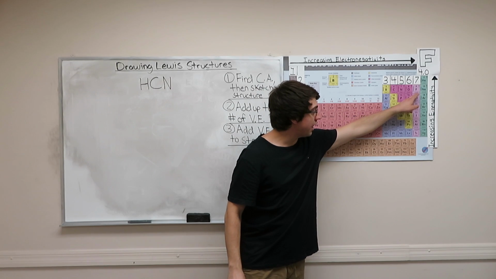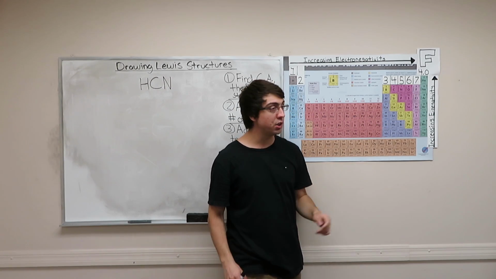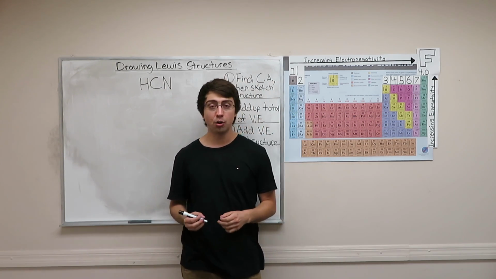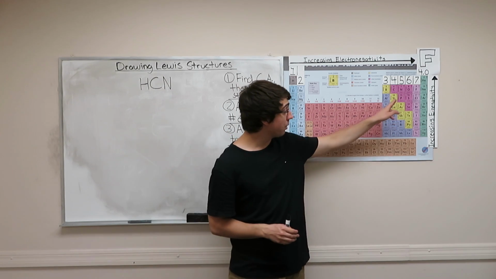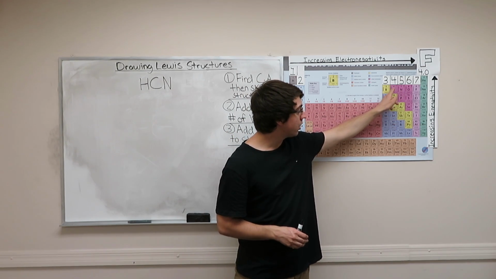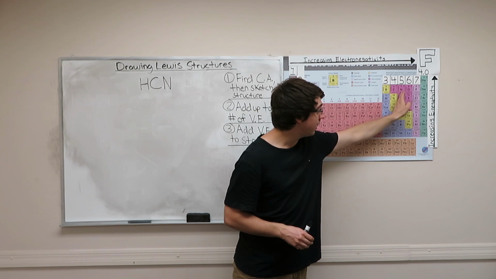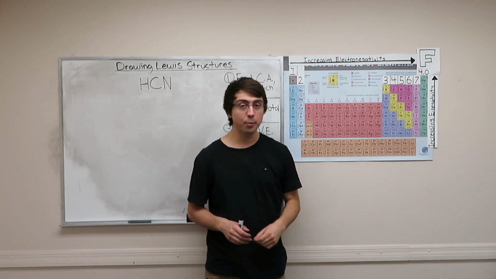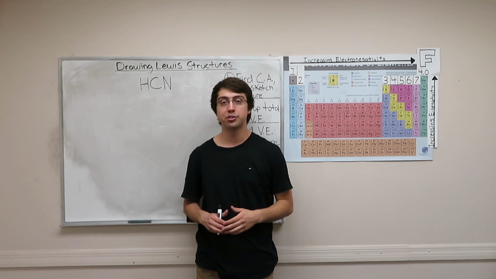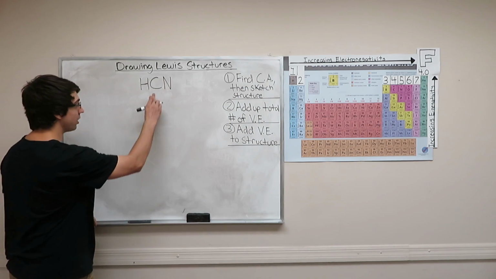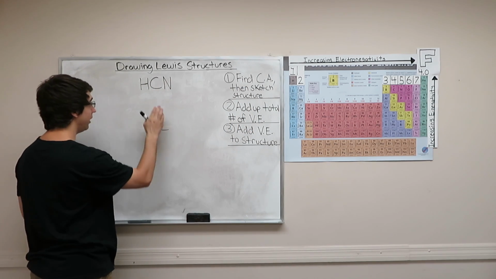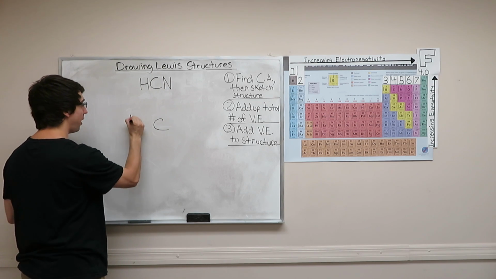Fluorine is the most electronegative, and the further away from fluorine you are, the less electronegative, and that also makes it the central atom. So we're comparing between carbon and nitrogen. Carbon is farther from fluorine than nitrogen is, so that makes carbon less electronegative, and it's also our central atom. So we know that carbon is our central atom, and then we have hydrogen and nitrogen surrounding it.